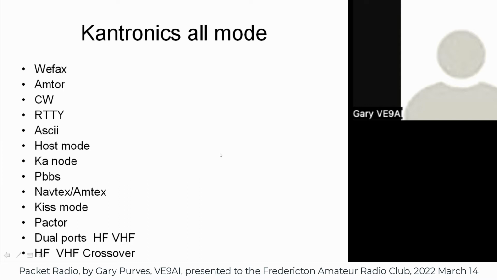Kantronics All Mode, they do WeatherFax, AmTOR, which is amateur teleprinting over radio, CW, RTTY, ASCII, host mode, KA mode, PBBS, NavTex, AmTex, KISS mode. Everyone knows what KISS mode means. It means keep it simple, stupid. And that's for transferring data. You can transfer data, pictures over packet, if you have a TNC with the KISS mode in it.